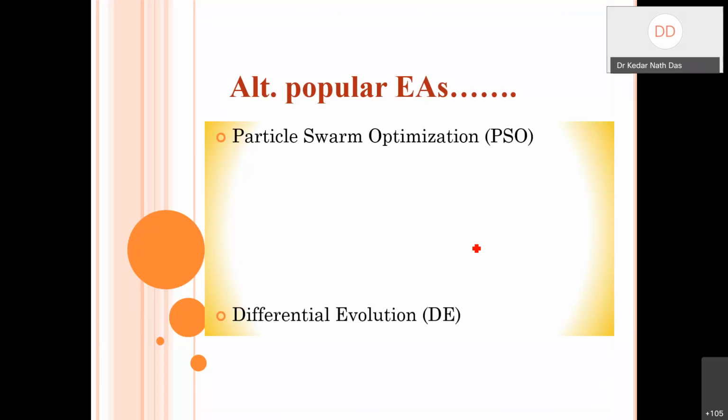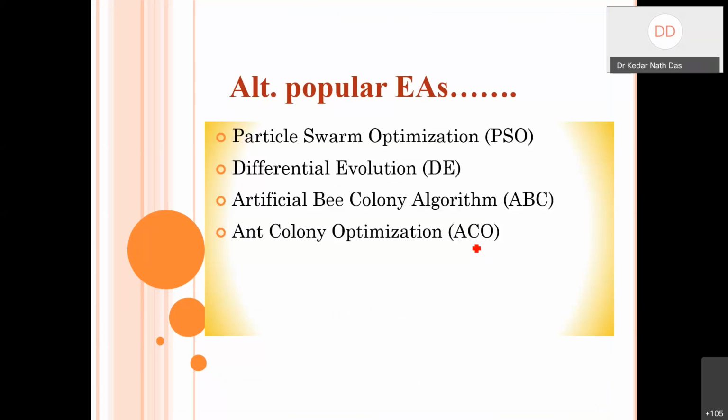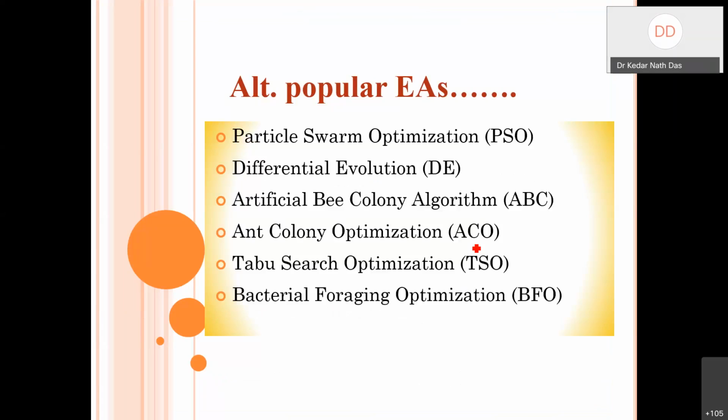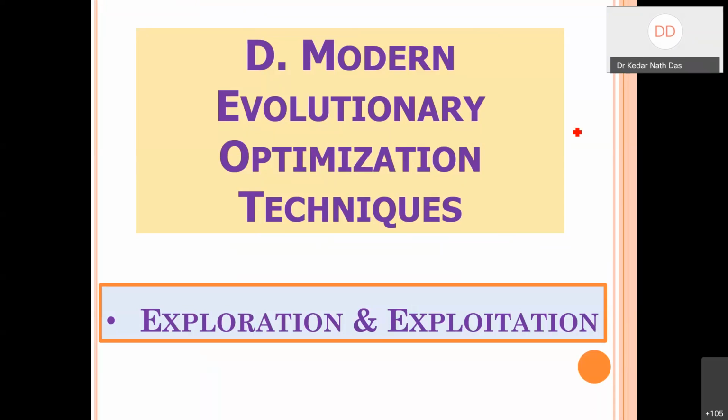Some of the alternate popular evolutionary algorithms are there, like particle swarm optimization, the ABC, as I discussed to you, SEO, TSO, BFO, and DFO. All these are based on population-based techniques. Now, some of the modern evolutionary optimization techniques have been designed actually. So exploration and exploitation are the two key words to design a new or modern evolutionary optimization technique.